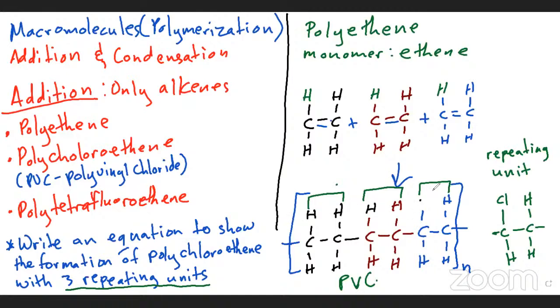So the only difference between chloroethene and polychloroethene is the chlorine atom. All right. Nothing changes. So the repeating unit, again, all you do is take off the chlorine. All right. All right, so that's polyethene.